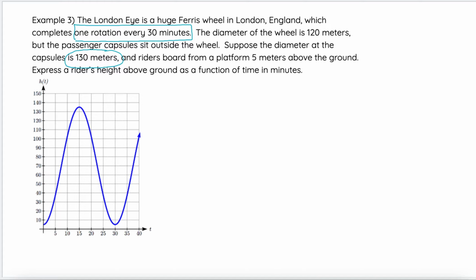All right, so we know all together, thinking about our circle, thinking about our Ferris wheel, the capsules sit outside. So from the capsules to outside, it tells us that it's 130 meters all the way across. So our diameter of the whole entire thing is 130 meters. Therefore, we know our radius would have to be 65 meters, so half of that.